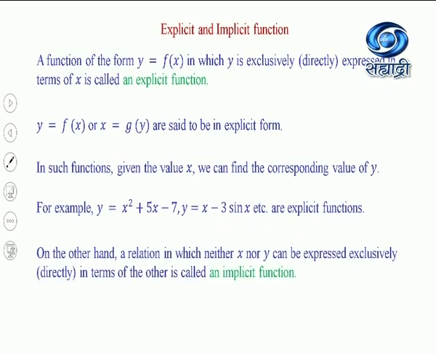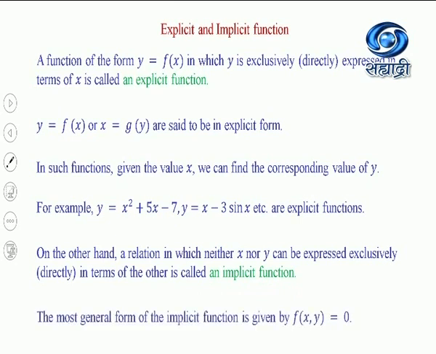On the other hand, a relation in which neither x nor y can be expressed exclusively, meaning directly, in terms of the other variable, is called an implicit function. Remember this thing: here y is clearly defined in one variable, but on the other hand, a relation in which neither x nor y can be expressed directly in terms of the other is an implicit function. The most general form of the implicit function is given by f of x, y equal to 0. That is a function in both the variables x as well as y. That means x square y plus y square x equal to 0, and so on.